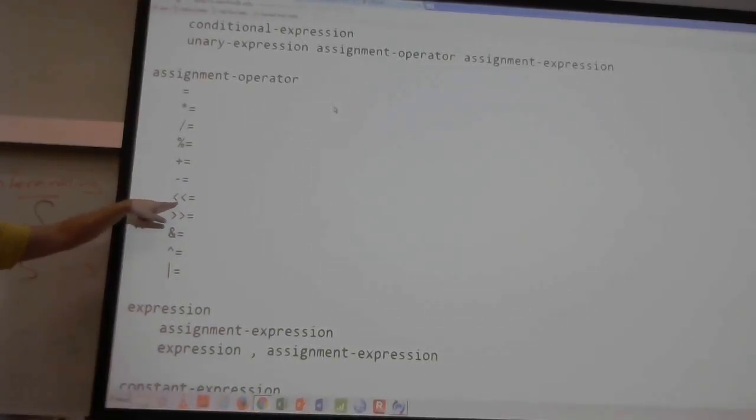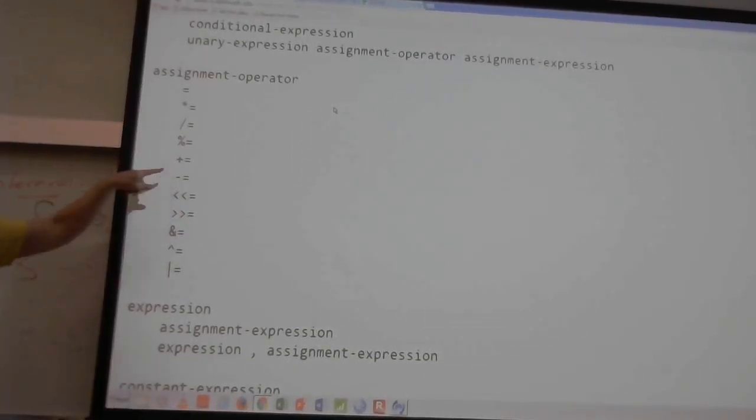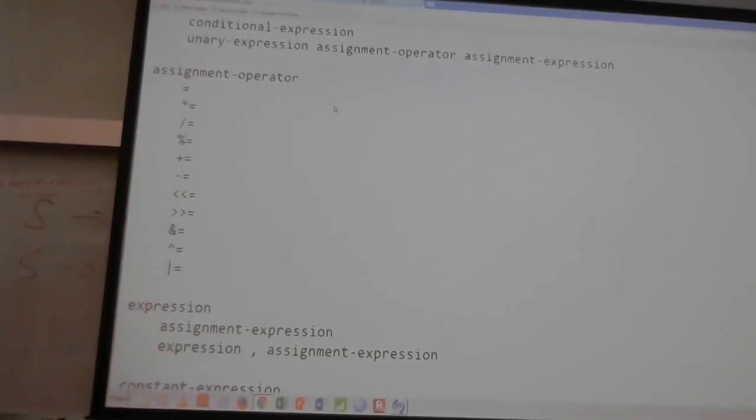Now the fact that this assignment operator is different than that assignment operator doesn't matter until we're actually implementing it. So for example, the difference between plus minus and minus, or plus equals and minus equals, doesn't matter until we try to actually look at it grammatically.